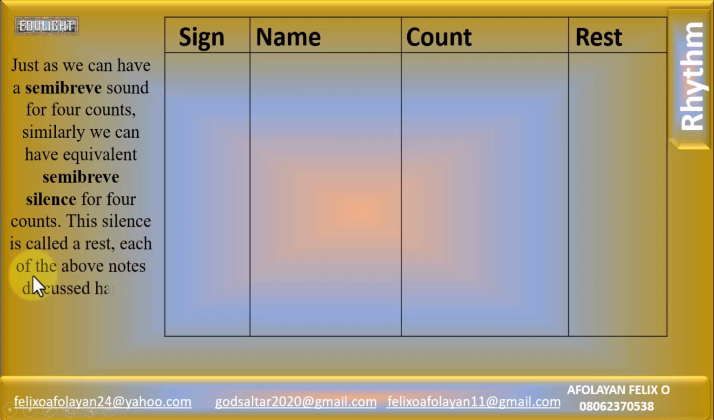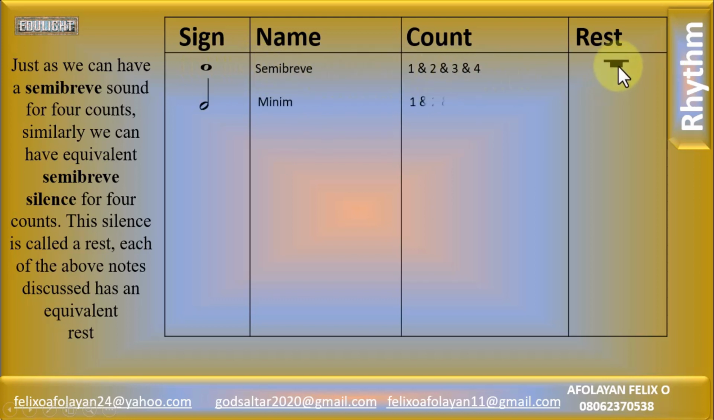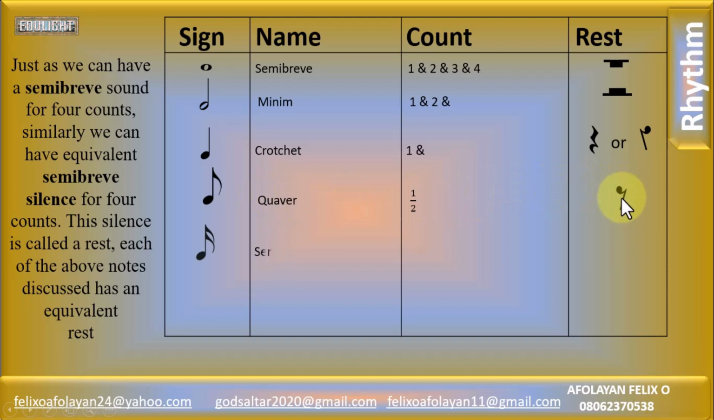Rest. Each of the above notes discussed has an equivalent rest. Semi-brief, as earlier discussed, this is the symbol for rest of semi-brief. For minim, this is the symbol for the rest. For crotchet, this is the symbol for the rest. For quaver, this is the symbol for quaver.